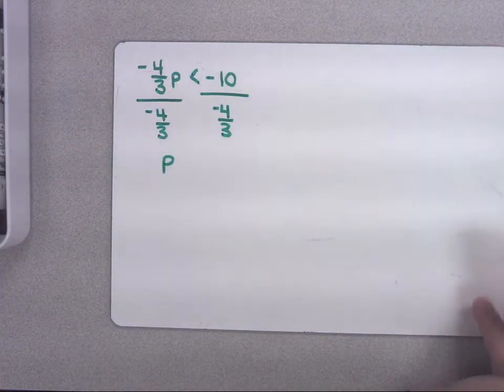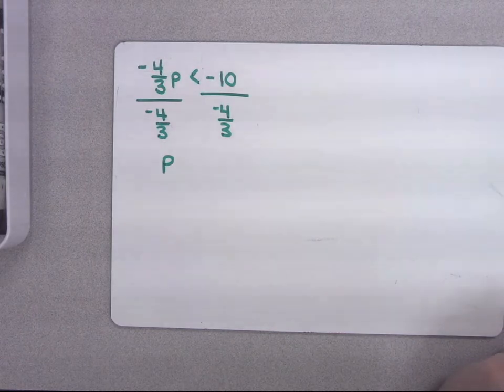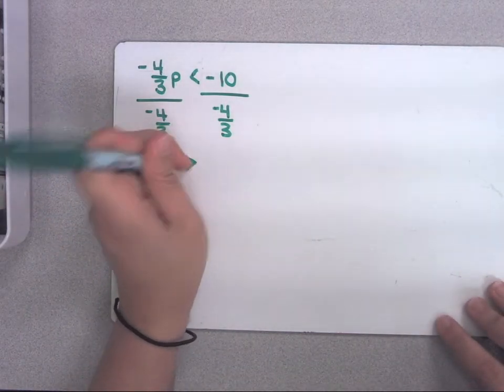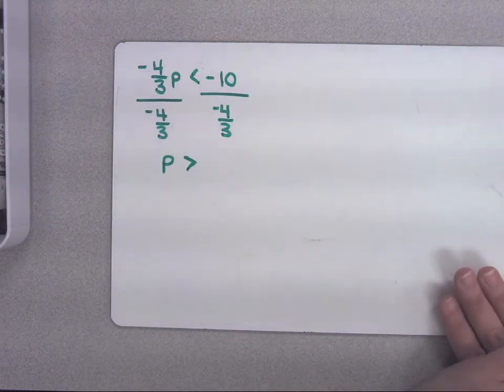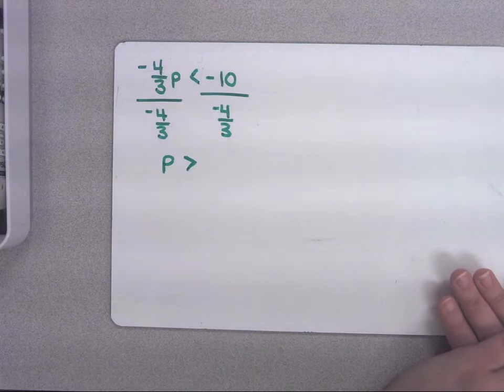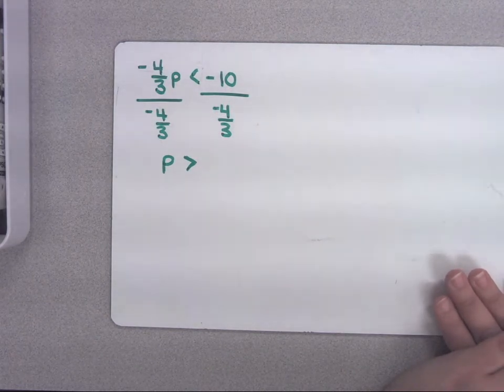Are we going to have to change our inequality sign this time? Yes. Is my final answer going to be positive or negative? Positive. Is it going to be a whole number or a fraction? A fraction is correct. Do we know what the fraction is going to be?